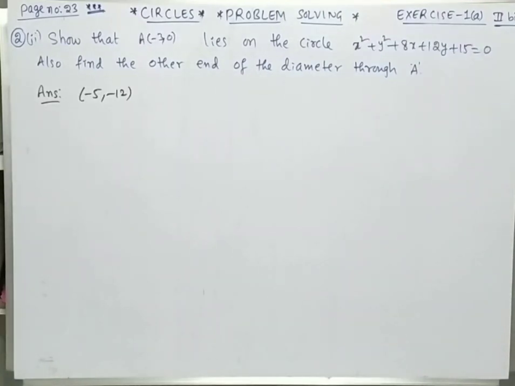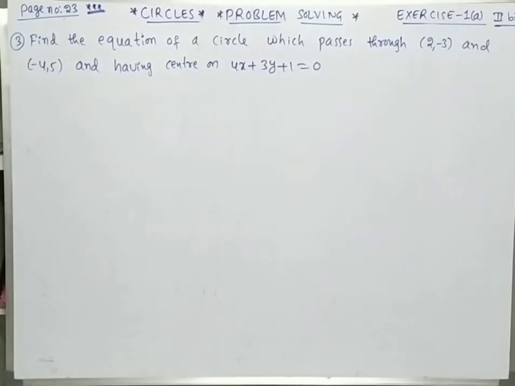Next, second problem: show that A(-3, 0) lies on the circle x square plus y square plus 8x plus 12y plus 15 is equal to 0. Also find the other end of the diameter through A. It is a similar problem to the previous one. So solve it yourself and check the answer. The answer is (-5, -12).